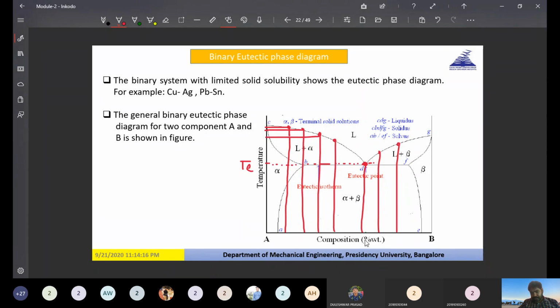But if you take this composition, if you have already studied this diagram for any eutectic phase diagram for any system, and if you have selected this composition, then you are able to melt your alloy at the minimum temperature. So here you can see if you take this composition, you can melt your alloy at a minimum temperature. That is known as the eutectic temperature. And this composition is known as the eutectic composition, because this is the eutectic point.